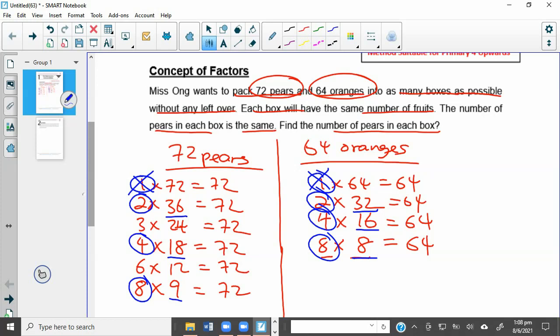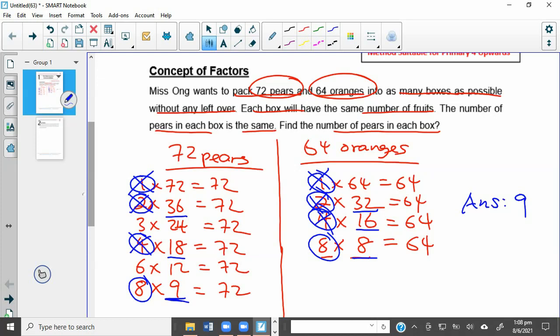So that's how you use factors, and then after that you look for common factors. She wants to pack into as many boxes as possible, which means you look for the biggest common factor, which gives the most number of boxes, and there will be 8 boxes. So if there are 8 boxes, how many pears in each box? You must have 9, right? There must be 9 pears in every box. So your answer will be 9.